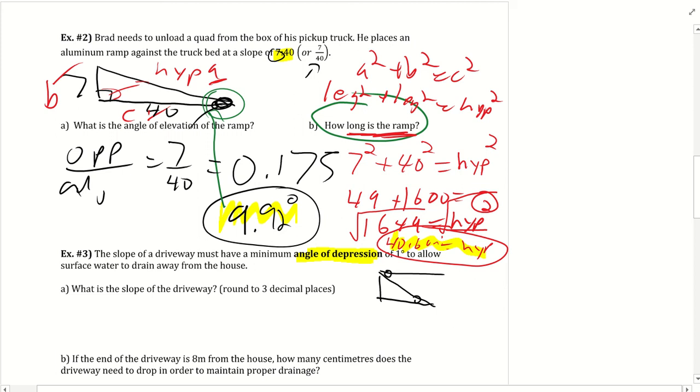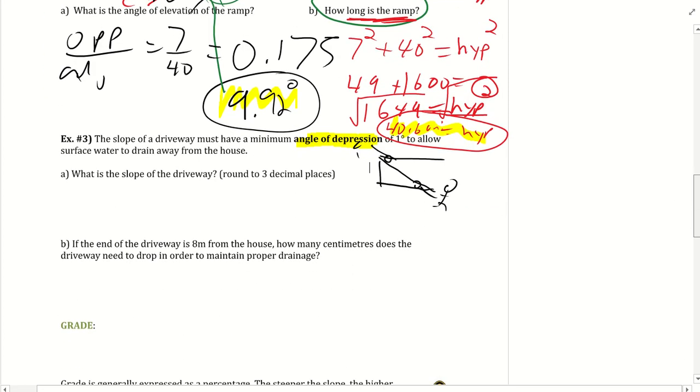So angle of depression does go with angle of elevation. Depends where you're looking from. Here you are right here, you're looking up, you're looking to elevation. Here you are, you're looking down. That's the angle of depression. Hopefully that helps clarify that because I know I've seen that in the past a little bit.